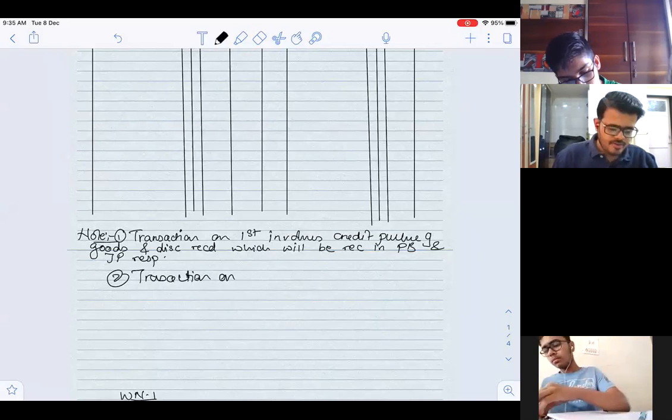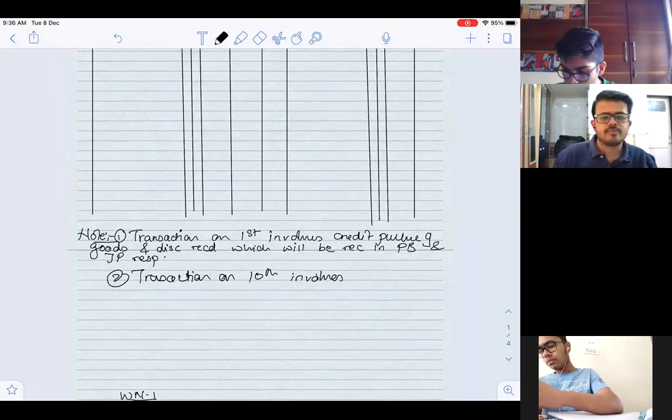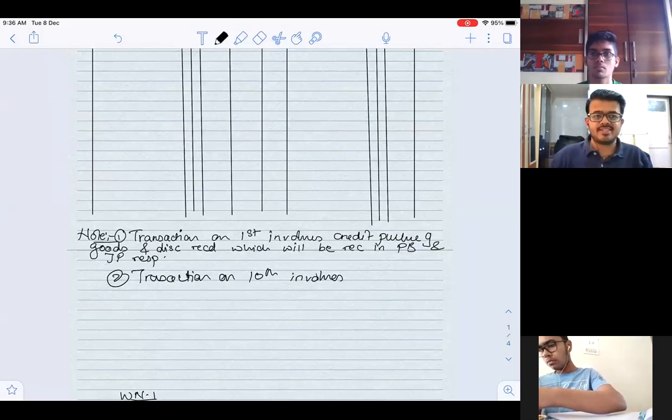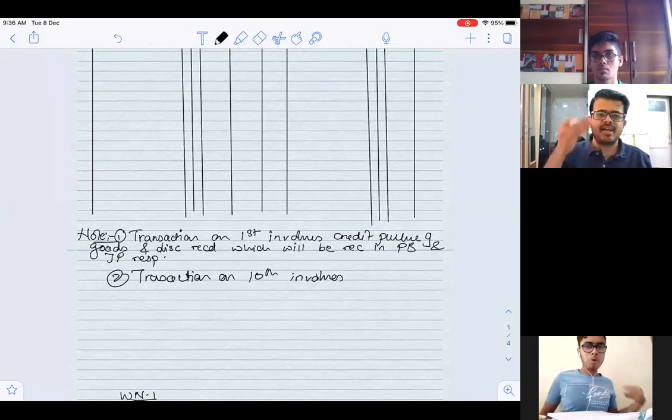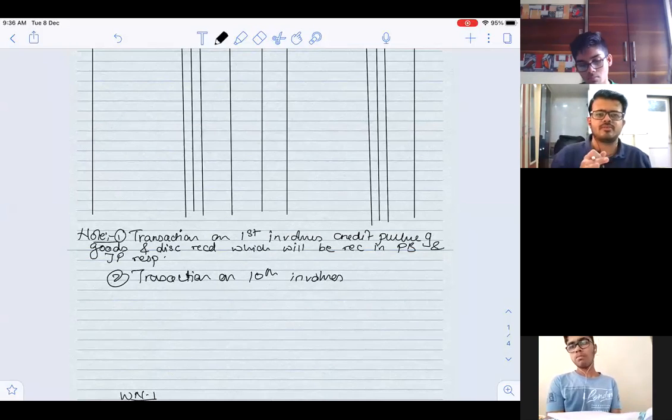Transaction on 10th. If we do the entries in the cash book, will we get it wrong? You may. Some colleges might not accept it, some professor might not accept it. Because in colleges, maybe one professor taught one way and another professor did something different; in a different division they may or may not accept it.